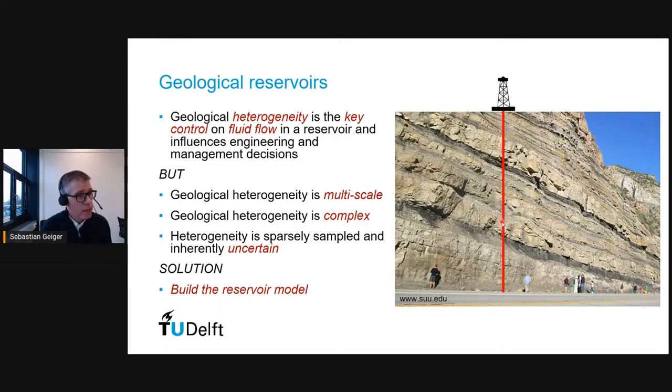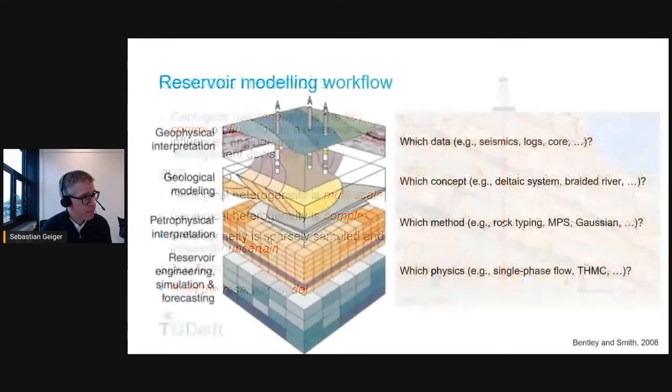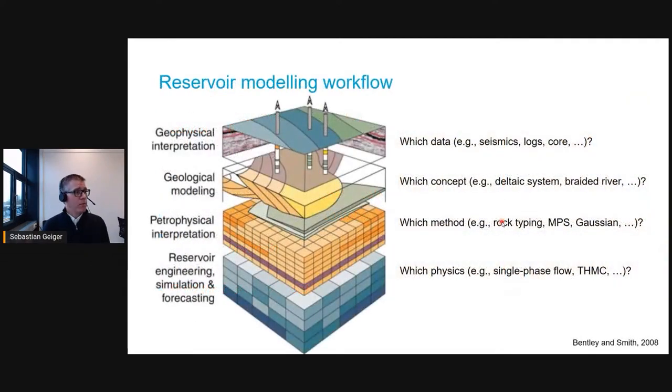And the solution to deal with that uncertainty is that we build a reservoir model that captures the geology of the subsurface, and that ideally allows us to explore the degree of geological uncertainty, and how that uncertainty influences fluid flow in the reservoir, be it oil and gas, hydrogen, CO2 or geothermal heat. So here's your typical reservoir modeling workflow, and this is a picture from Mark Bentley.